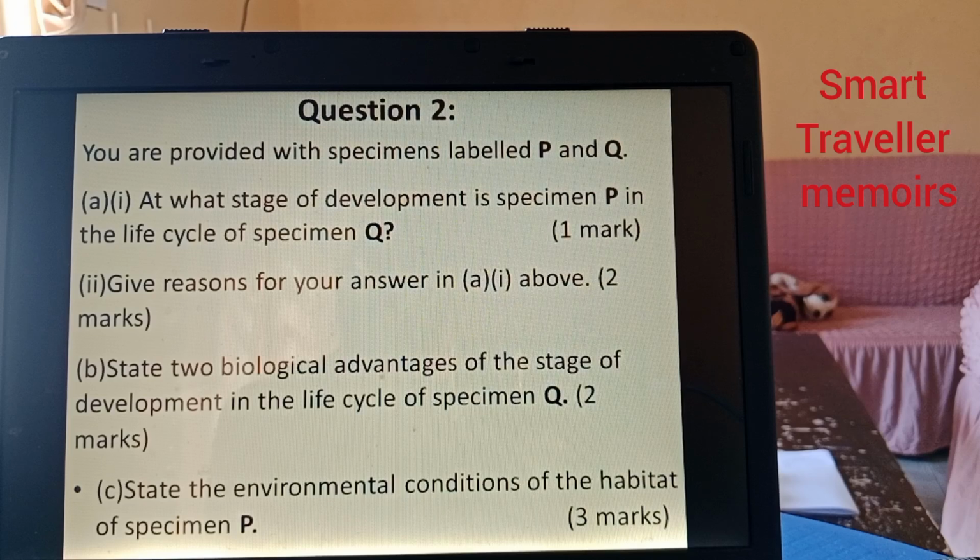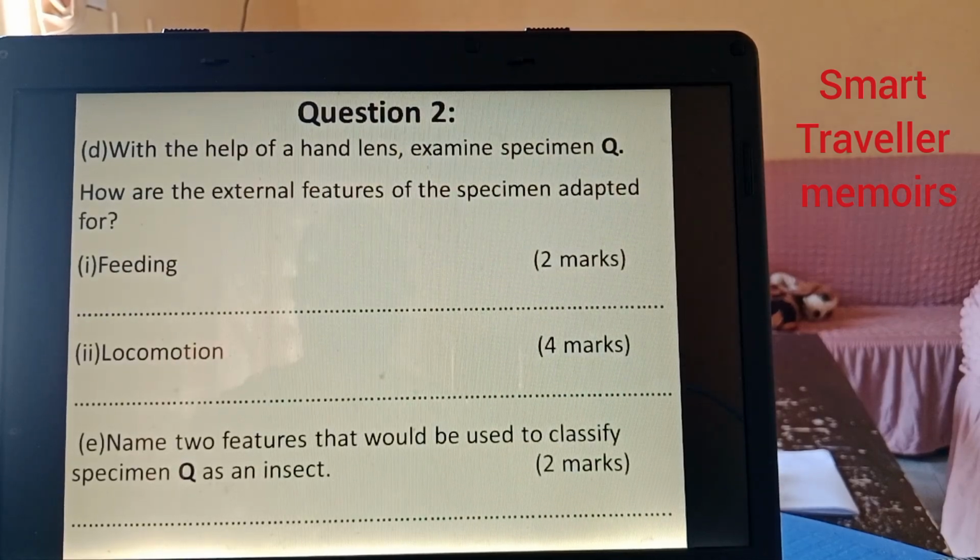B. State 2 biological advantages of the stage of development in the life cycle of specimen Q. 2 marks again, so you need 2 points there. And C. State the environmental conditions of the habitat of specimen P. D. With the help of a hand lens, examine specimen Q. How are the external features of the specimen adapted for feeding and locomotion? And lastly, name 2 features that would be used to classify specimen Q as an insect.